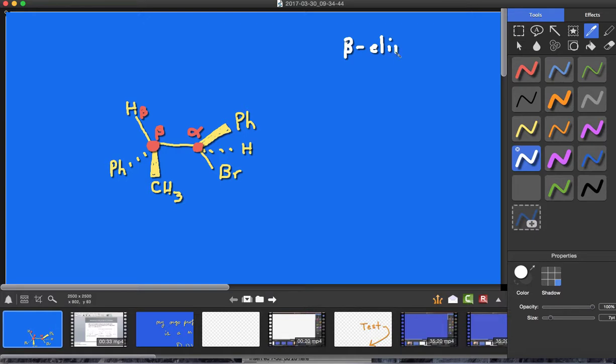There is not a single case of E1 elimination in a biological system. E2 is the default elimination mechanism in nature, just like SN2 is the default substitution mechanism found in nature. There is a strict geometric requirement for E2 elimination, or beta elimination. That is, the hydrogen, the beta carbon, the alpha carbon, and the leaving group, in this case the bromine, must be in the same plane. We call that periplanar.